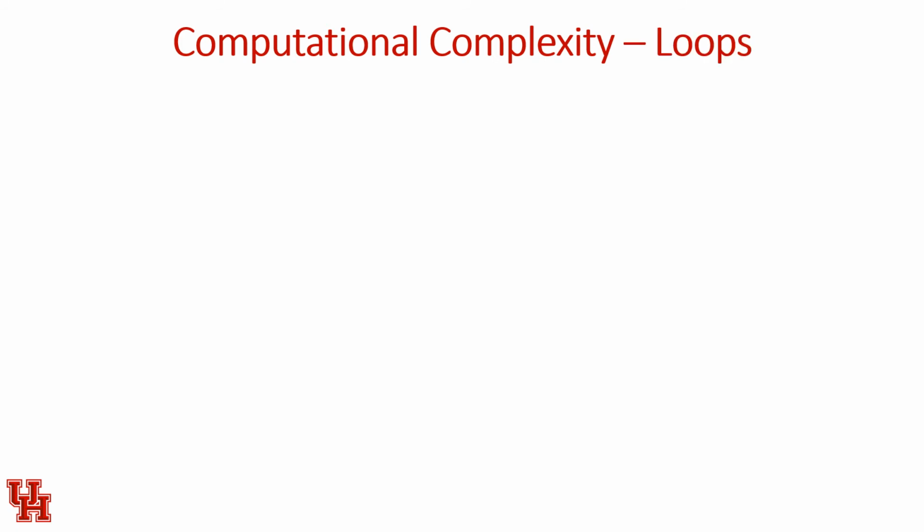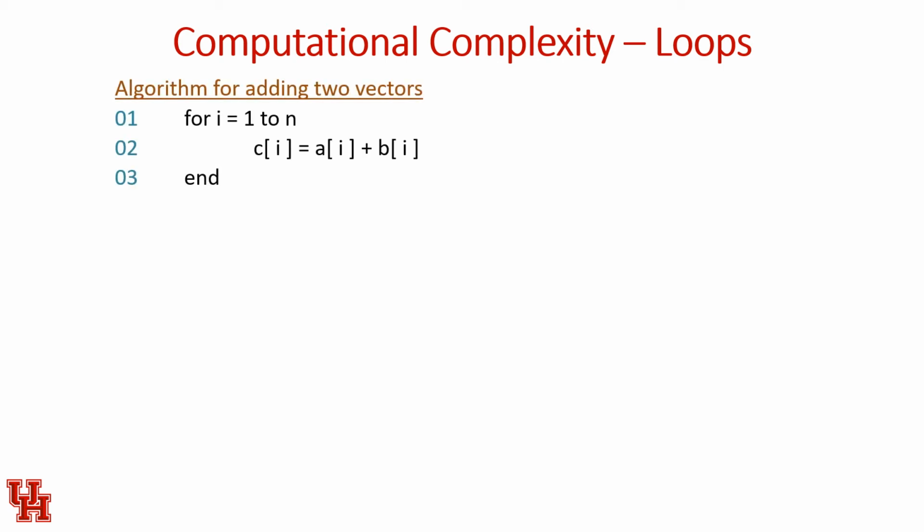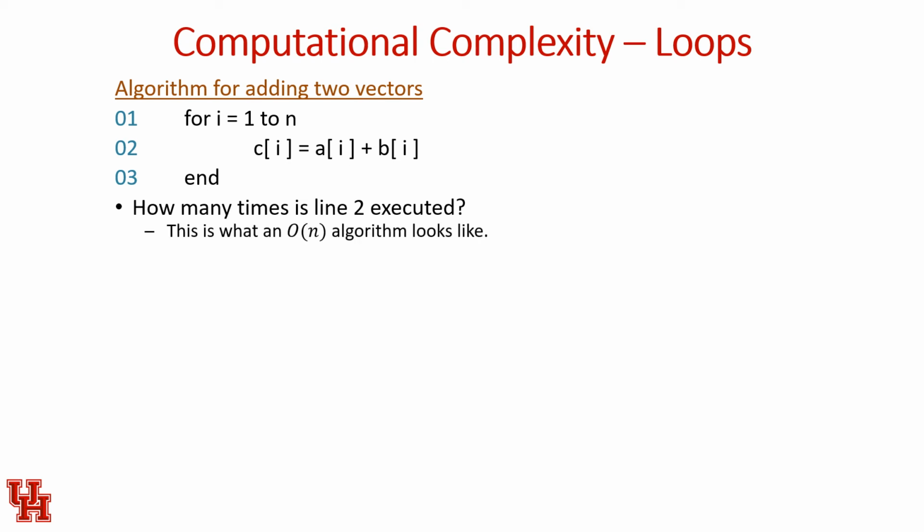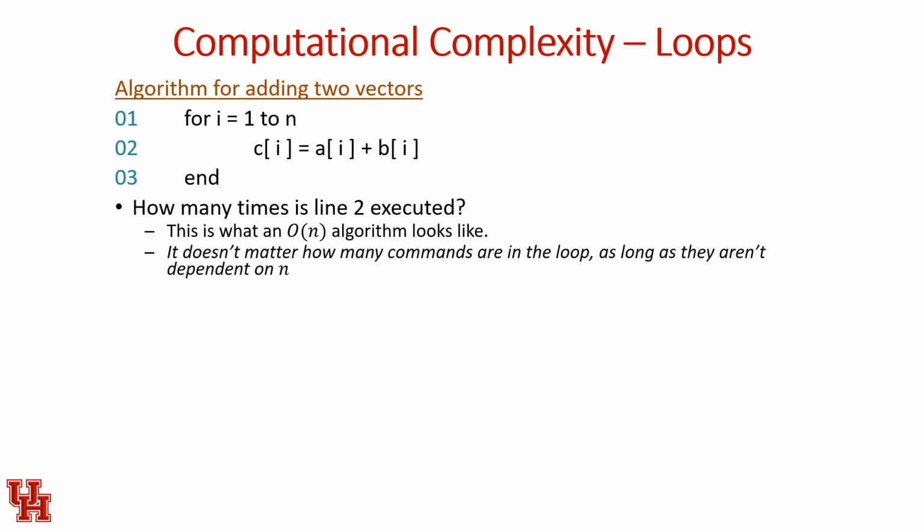Let's take a look at how we can evaluate the complexity of an algorithm, this time looking at the actual code. So here is pseudocode for adding two vectors. The main workhorse is line 2, where the vector elements are added and stored in the variable c. This requires one floating point operation. However, the number of operations performed doesn't really affect the complexity. The important question is, how many times is line 2 executed? If our input vector is length n, the line is executed n times. This is what an order n or linear program looks like. It doesn't matter how many commands or lines are inside the loop. It just matters how many times the loop is executed.